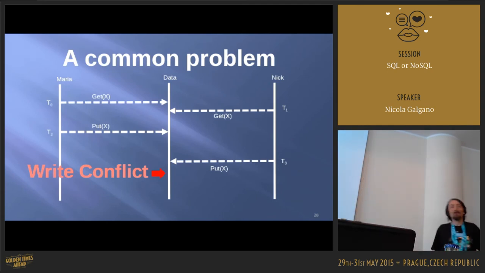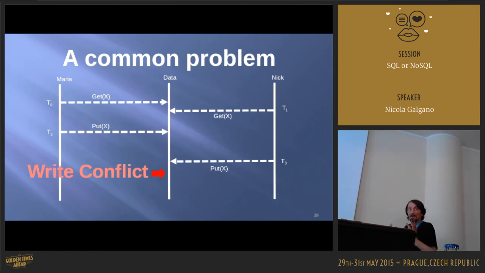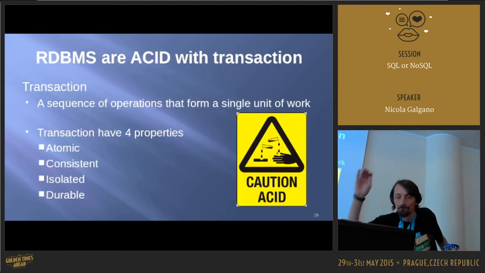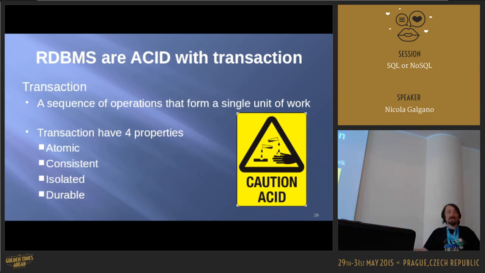Okay, now let's go to the problem. This is a common problem that is present in the relational world and the NoSQL world to the same degree. If you have two people who want to access the same data at the same time, and you let things happen like in this picture, you have some problems, because in this case, this write disappears. What is the solution that relational databases use? Transactions.